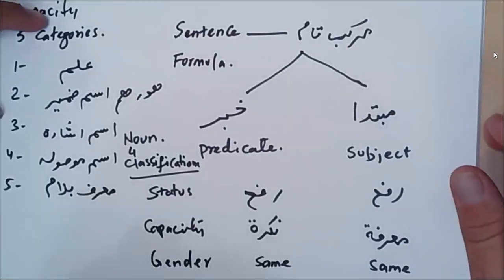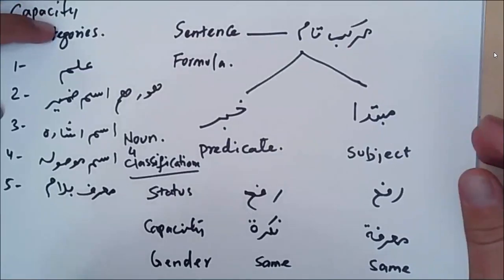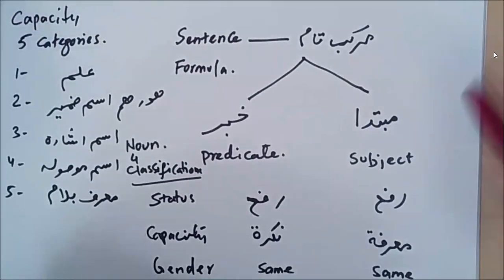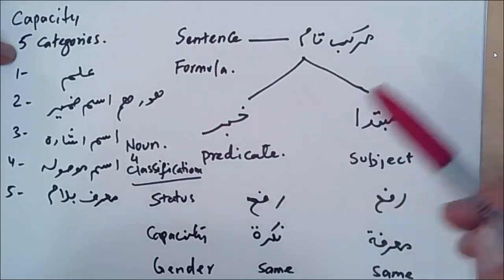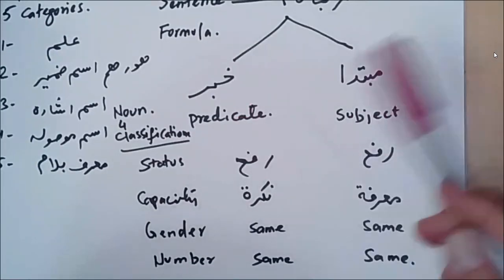Jumla ismiya has how many parts? Two parts, mashallah. What are the names? مبتدا والخبر. Very good job. مبتدا is the subject and خبر is the predicate.